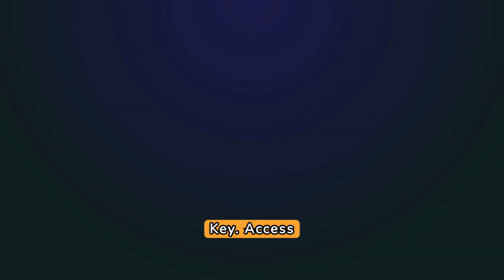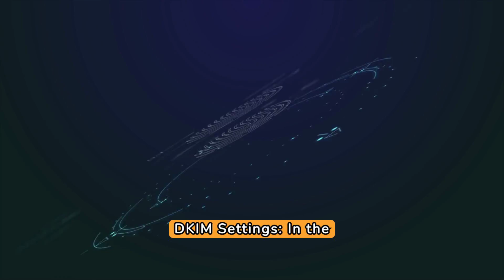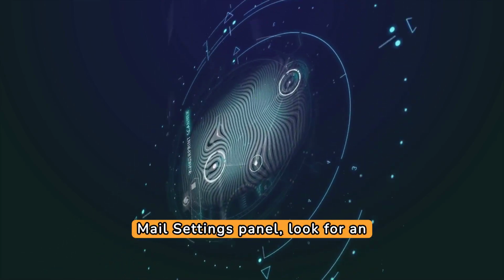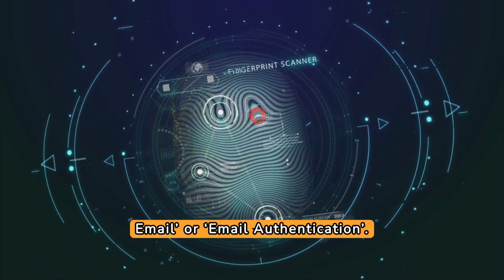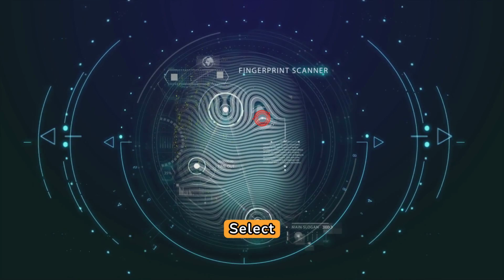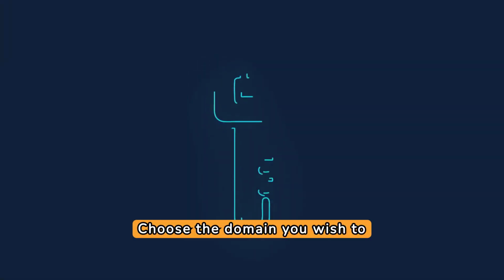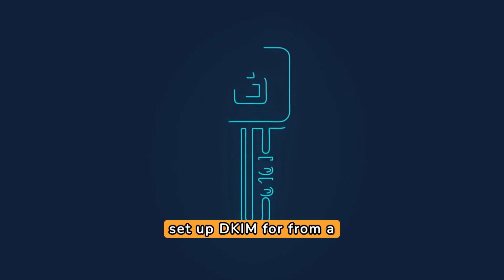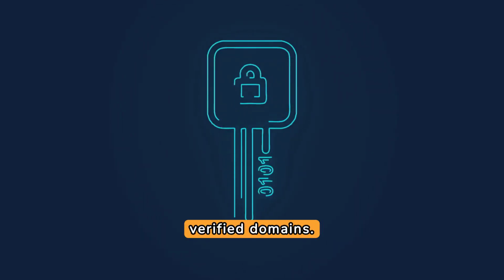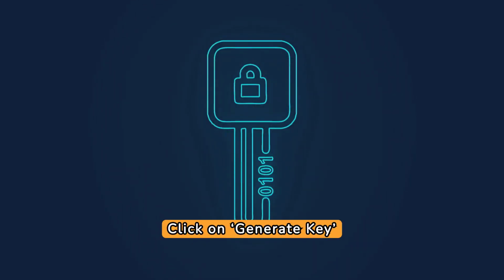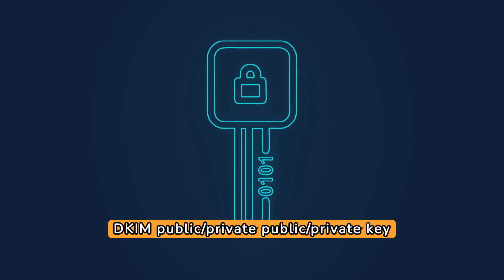Generating your DKIM key. Access DKIM settings. In the Mail Settings panel, look for an option labeled Authenticate Email or Email Authentication. Select DKIM settings from the available options. Generate the DKIM key. Choose the domain you wish to set up DKIM for from a drop-down menu or list of your verified domains. Click on Generate Key or Create Signature. This action will automatically generate a new DKIM public-private key pair.